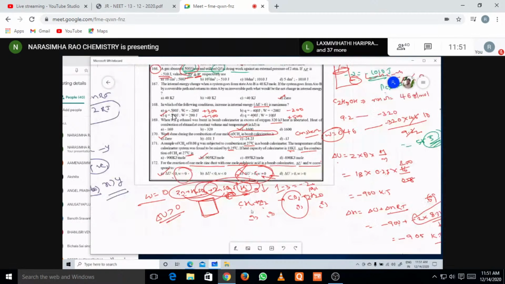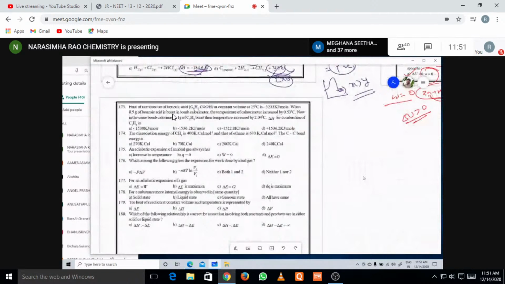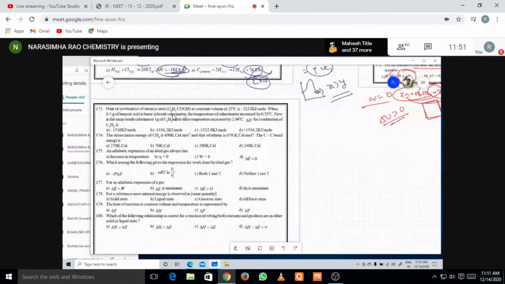Right. Next, question 73. The heat of combustion of benzoic acid at 25 degrees C is this much. When 5 grams of benzoic acid is burned in a bomb calorimeter, the temperature is raised by this much. In the same bomb calorimeter, 1 gram of ethane is burned at the same temperature, and this much temperature is raised. Then delta H is asked.